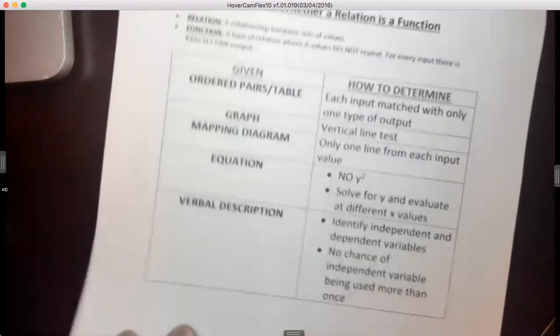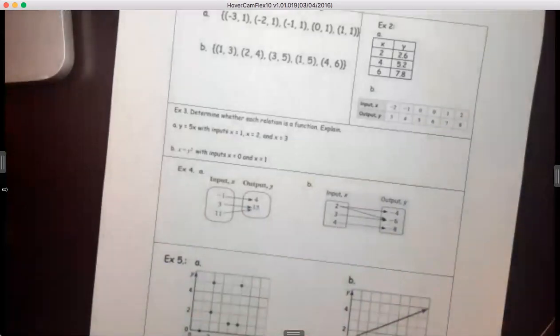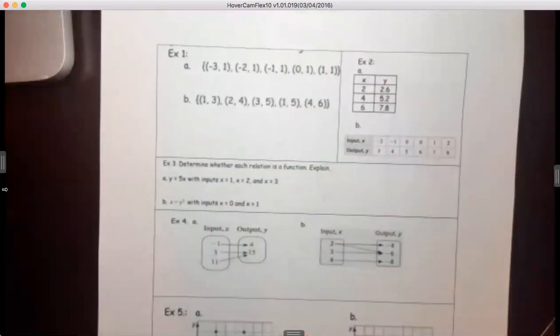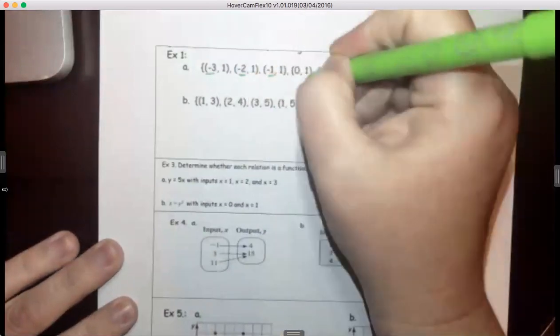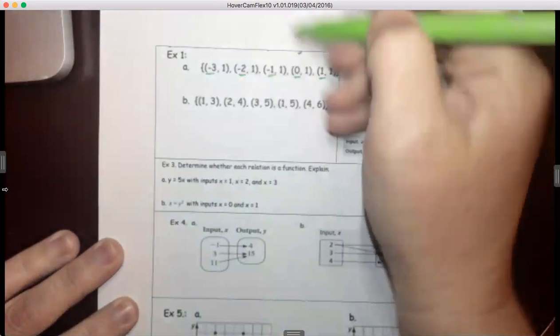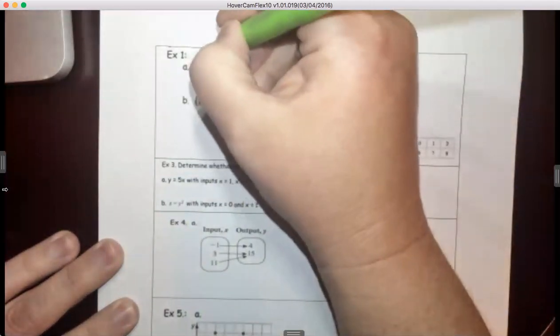But here are some examples of this. So example 1, what we're looking for is if it is a function or not a function. I want to look at all my x values and ask, are they different? They are all different. So A is a function.